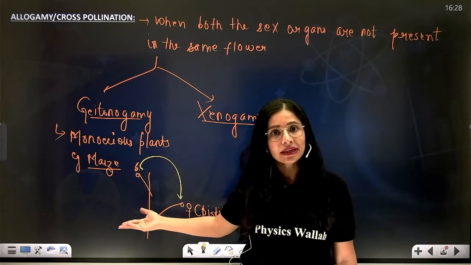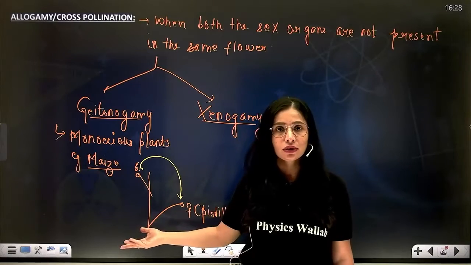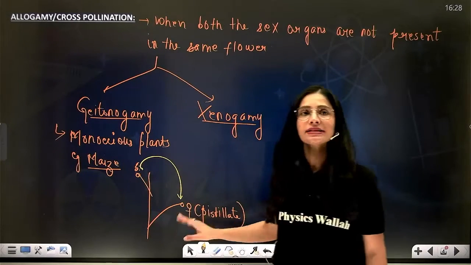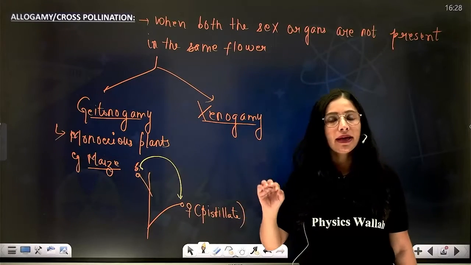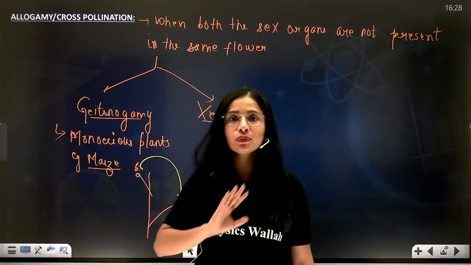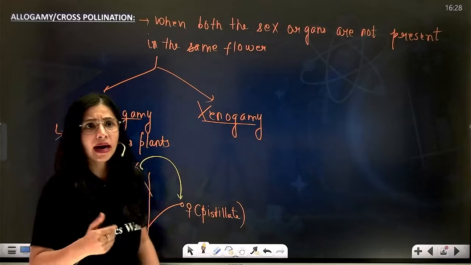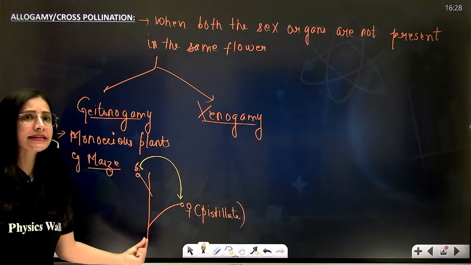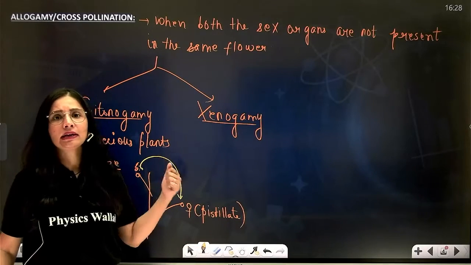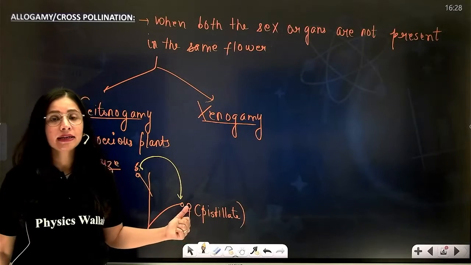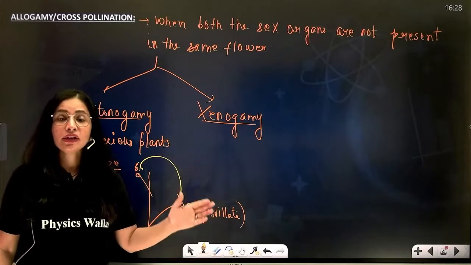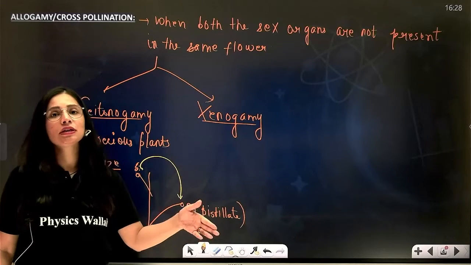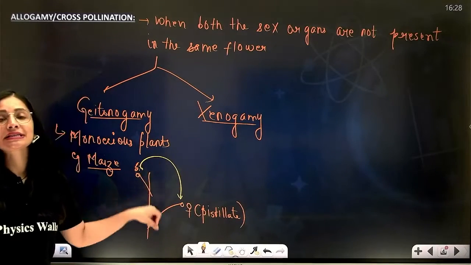Now the same thing is happening in geitonogamy also. Okay, flowers are different, so for the transmission of pollen grain, pollinating agents will be required, but both the flowers are present on the same body. As a result, beta, the new organism which will be born will carry the same gene. No new gene is coming.